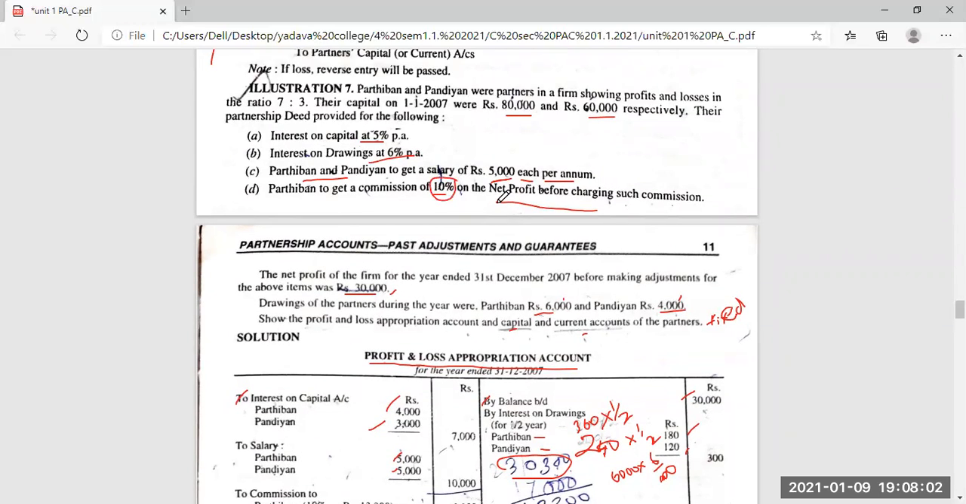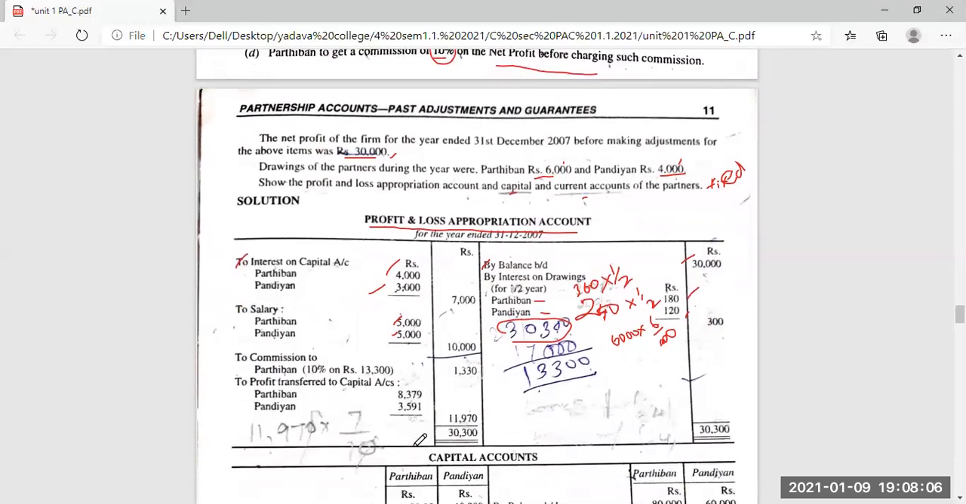Okay. So in this 30,300, they asked commission 10%. They asked to prepare net profit before charging such commission. That is, before charging, we have to calculate this net profit. So calculate these amounts only. That is 7,000 plus 10,000, you will be getting 17,000. When we deduct, actual net profit is 13,300. But they asked to calculate 10% commission. So 13,300 into 10%, 1,330 rupees as a commission.